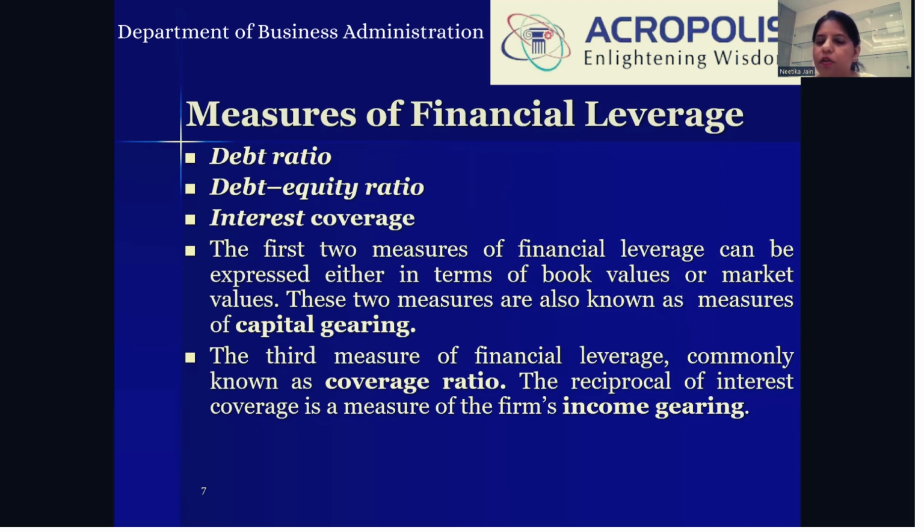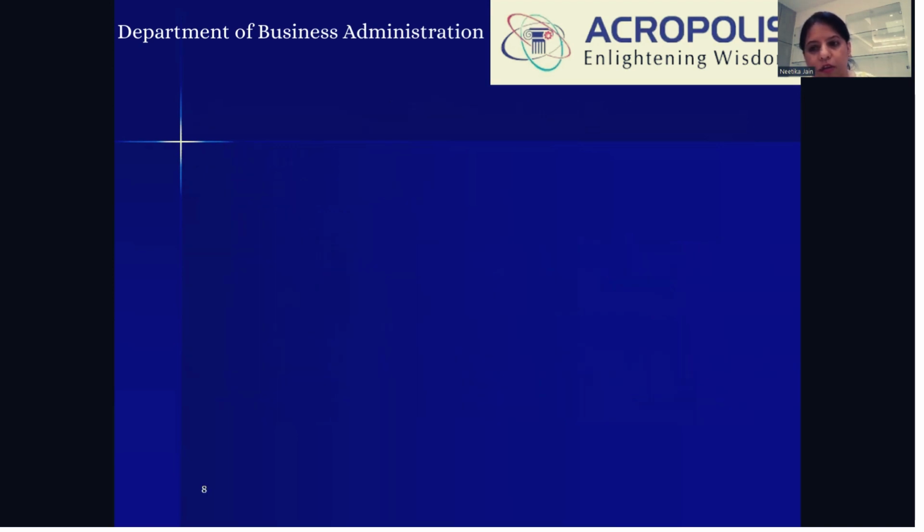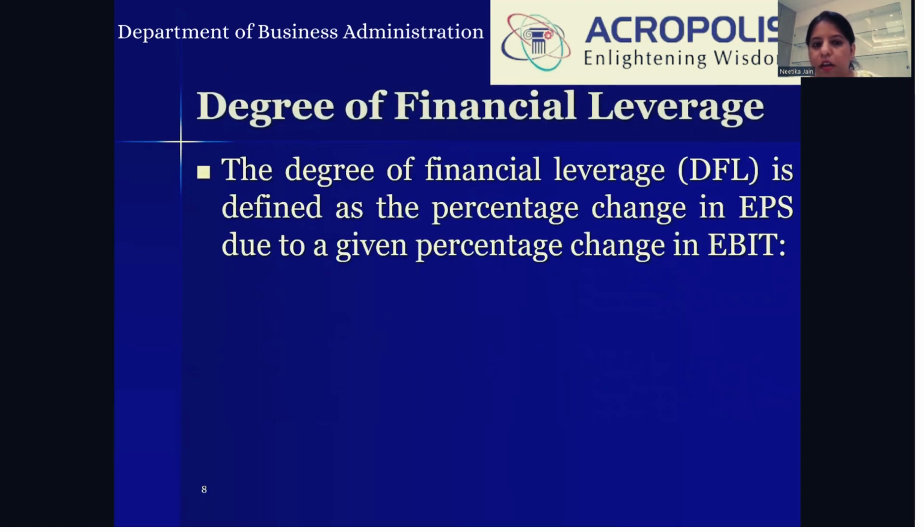So this EPS should be good. So that is your income gearing ratio. The reciprocal of interest coverage ratio is income gearing ratio. Whatever remaining, you are going to give it to the equity shareholders.